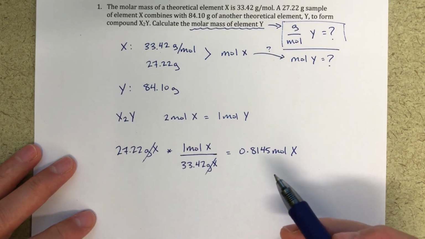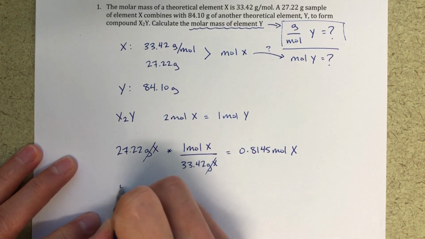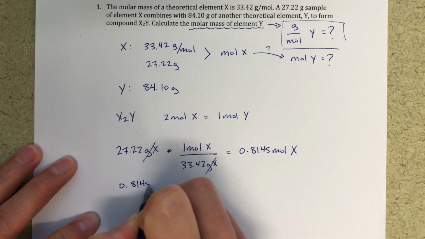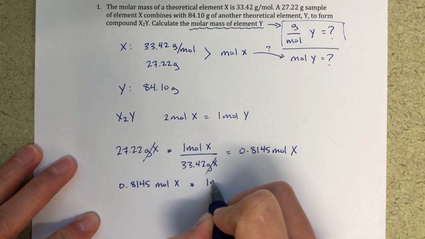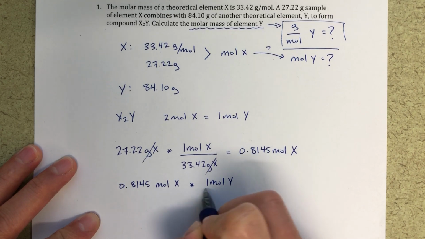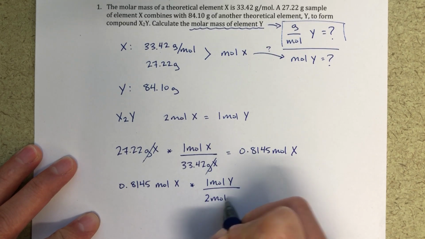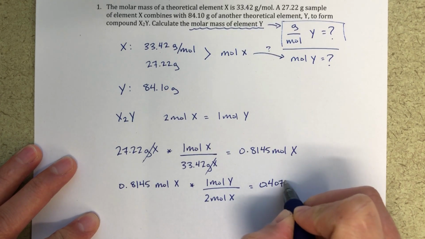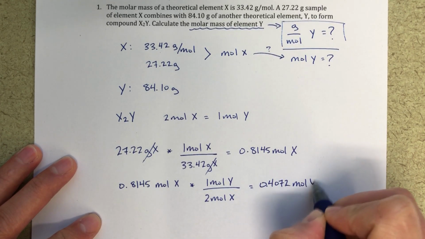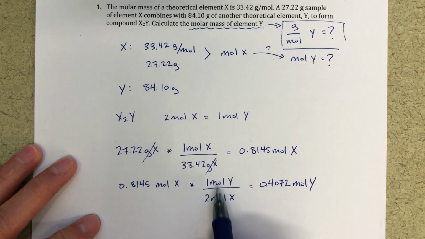Now to convert from moles of X into moles of Y, I'm going to use this conversion factor. So let's just move this up a little bit. 0.8145 moles of X times 1 mole of Y for every 2 moles of X equals 0.4072 moles of Y.